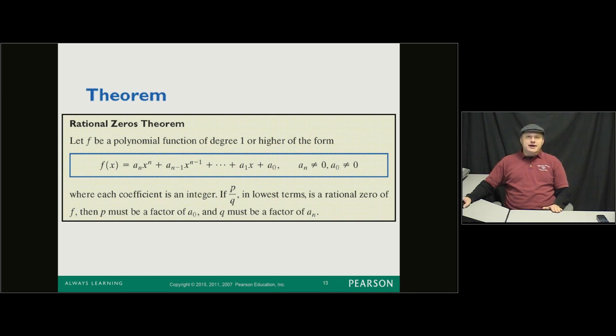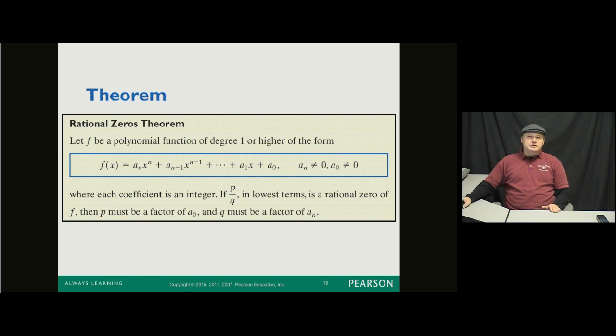Now, here's what the rational zeros theorem is basically saying. This is the bottom line here. If p over q in lowest terms is a rational zero of f, then p must be a factor of the a sub 0, the coefficient outside, or what we call the constant term, and q must be a factor of the a sub n, which is the leading term's coefficient. So it's basically all the possibilities of all the ratios of the factors of the a sub 0 term and the a sub n term.